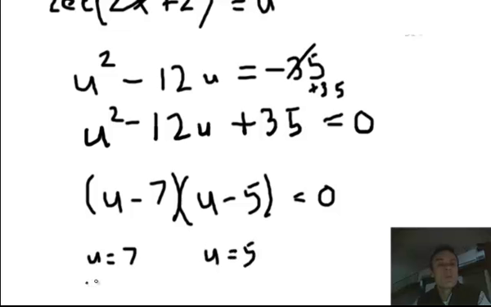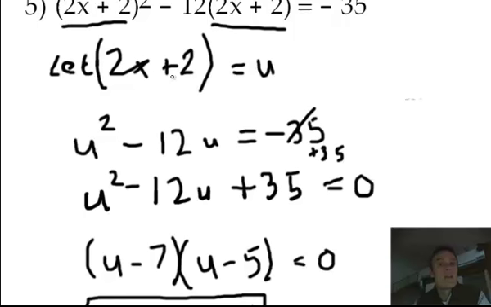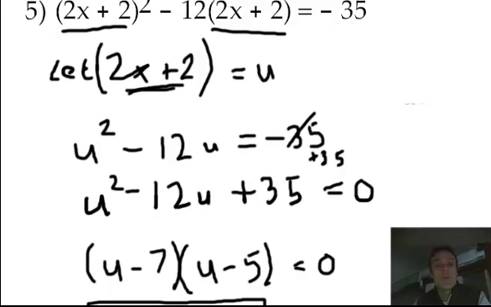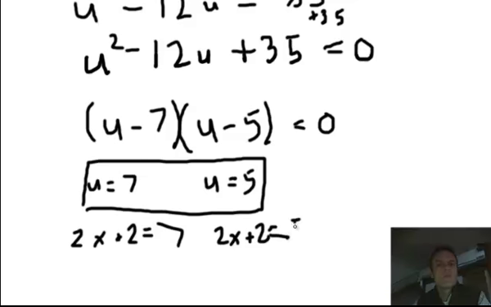Okay? So look at that. Those are my two answers. The problem with this is, remember, u is actually 2x plus 2. So it's not u equals 7, it's 2x plus 2 equals 7, and 2x plus 2 equals 5. Okay? So 2x plus 2 equals 7, and 2x plus 2 equals 5.